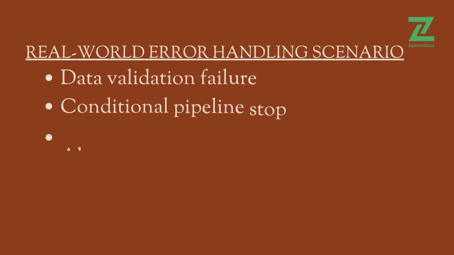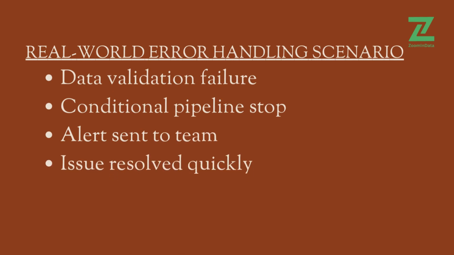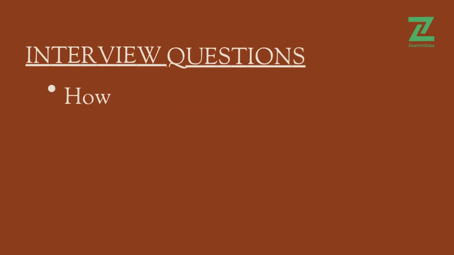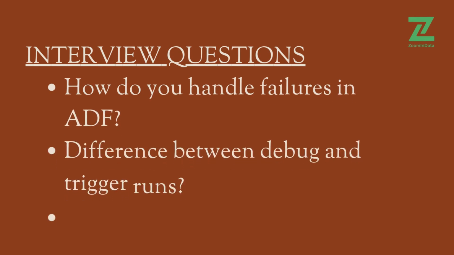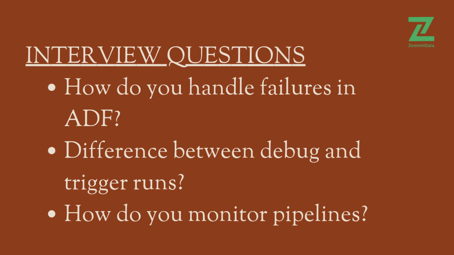In real-world scenarios, pipelines often validate data before processing. If validation fails, the pipeline can stop, log the issue, and notify the team. This prevents bad data from flowing downstream. These are very common interview questions. Interviewers want to know how you design reliable pipelines, not just how you build them.